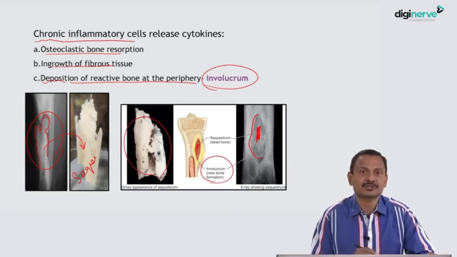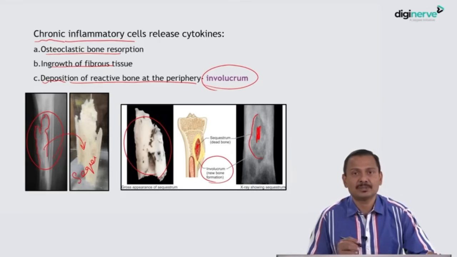Now, we have understood how the pathogenesis or how osteomyelitis happens, what are the organisms that cause osteomyelitis, and what are the clinical features of it. Now, we will come to the complications of osteomyelitis. So, what are the complications that can happen?